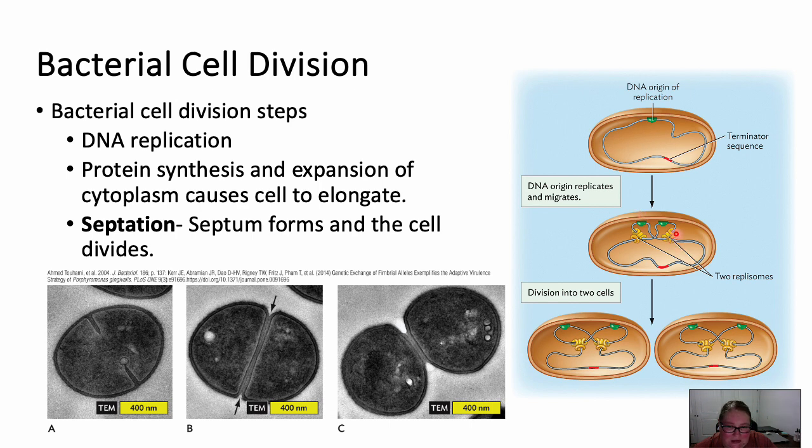Okay, we call this the replisome. This is the thing that's going to copy it. Okay, this termination sequence right here in red is what's going to stop that replication sequence. Okay, and when that happens, we're going to have two identical cells after division. Okay, but let's watch a video on cell division real quick.